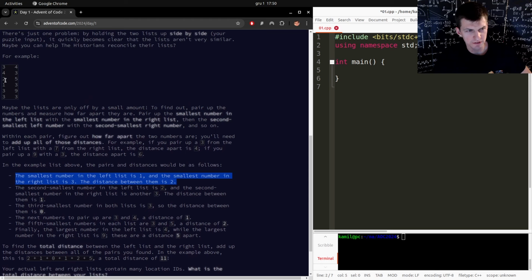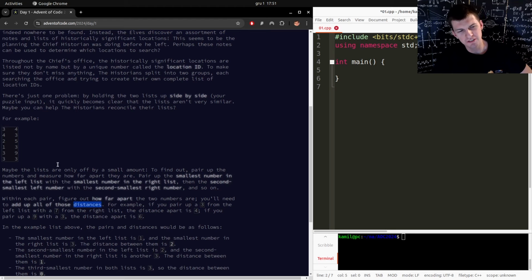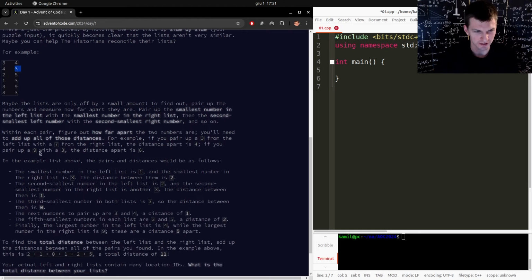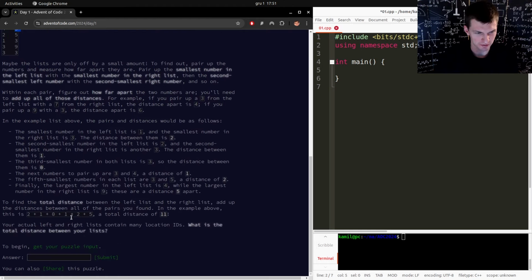Smallest number in the left list is 1. Smallest number in the right list is 3. Oh, they are not talking about the distance of indices. Okay, I was confused. I guess distance suggests that it's the difference of index. Like this thing versus that thing, for me it would be a distance of 1 because of the positions. It's just the difference. Instead of distance, they should have used the word difference. Okay, so we pair up number 1 versus number 3, and that's the difference of value 2, and so on. And we need to sum this up.